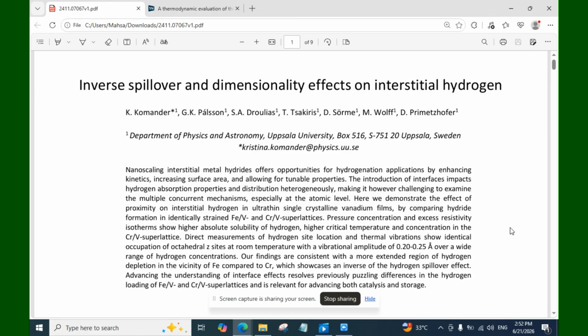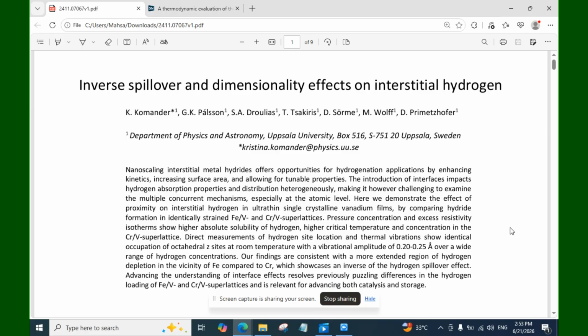Nanoscaling interstitial metal hydrides offers opportunities for hydrogenation applications by enhancing kinetics, increasing surface area, and allowing for tunable properties. The introduction of interfaces impacts hydrogen absorption properties and distribution heterogeneously, making it, however, challenging to examine the multiple concurrent mechanisms, especially at the atomic level.